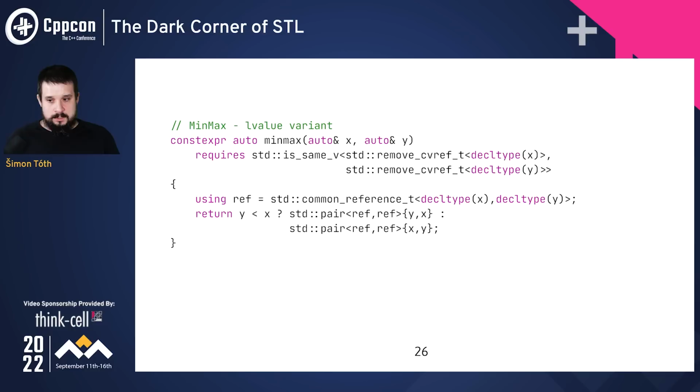Now, so far I just showed you the min, but you could apply exactly the same logic to MinMax. The only difference really is that you need to take a little bit more care because with MinMax, the ternary operator doesn't really do the heavy lifting for us. So you kind of need to go back to the case where we explicitly used an if, and we need to use a common reference to figure out the common reference between the two arguments, and then instantiate the pair we are returning using that reference.